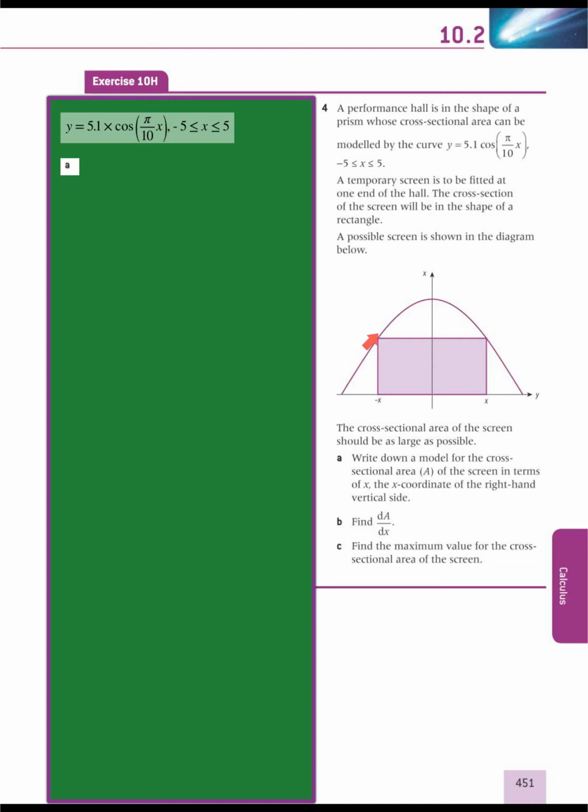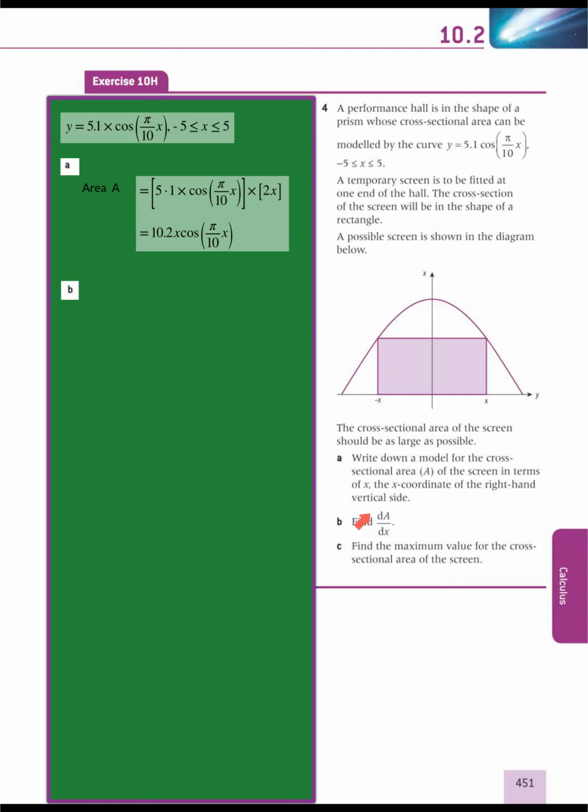Well, if we want to find the area of that, we need to find the value of the function at that point, because that would be the height. So it's the height times the width. The width is 2x and the height is the value of the function at that point. So we multiply those two together to model the rectangular area in terms of x. Let's have a look at B.